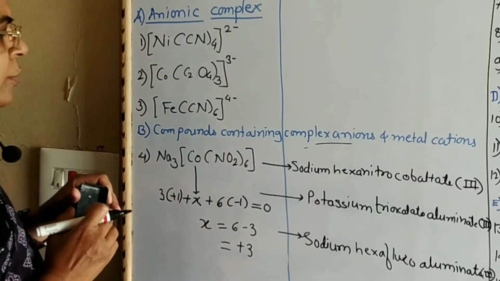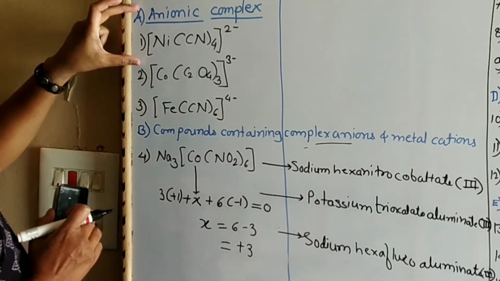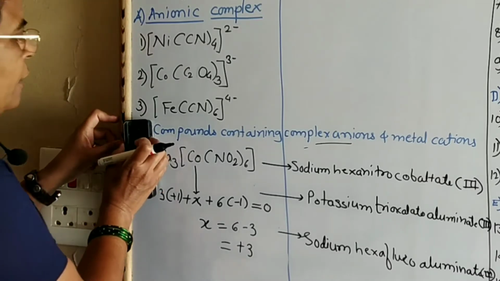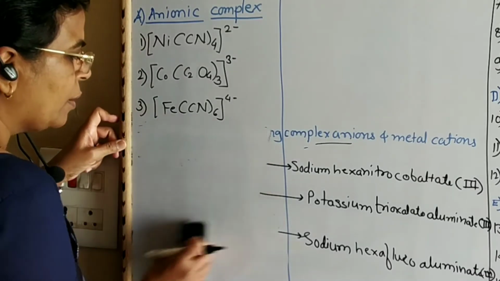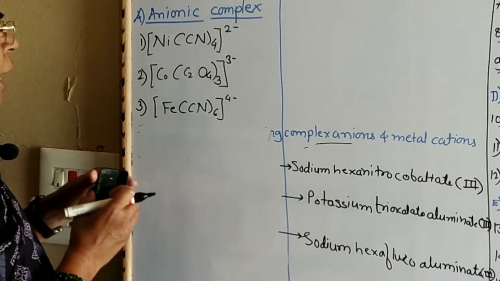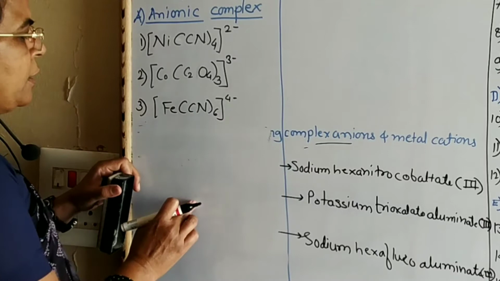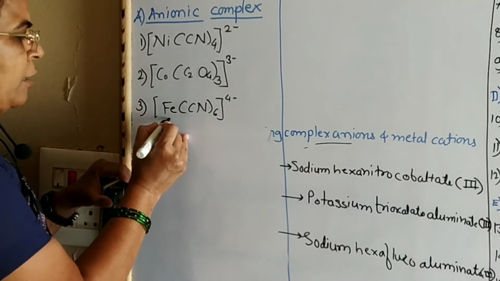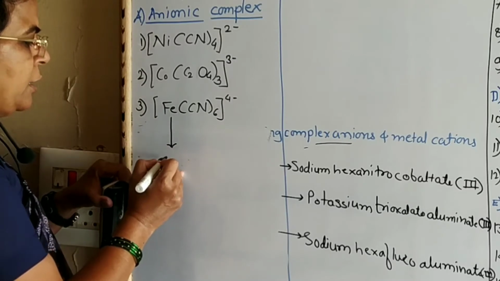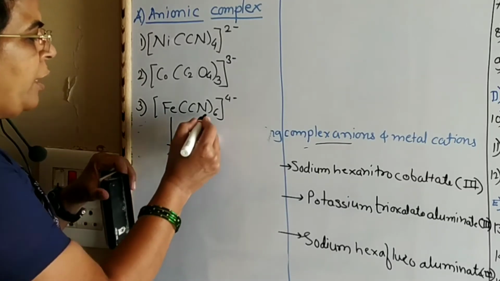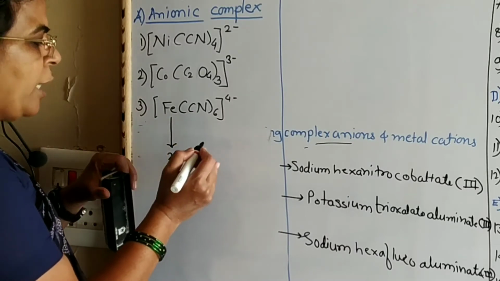Now we are going to see the IUPAC nomenclature of anionic complexes. Here we are going to see this third example, [Fe(CN)6]4-. First calculate the oxidation state of the central metal ion. The central metal ion is Fe. Consider the oxidation state of Fe as X. Now here there are cyano groups or cyanide groups.